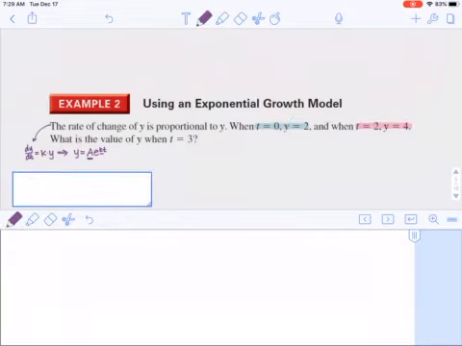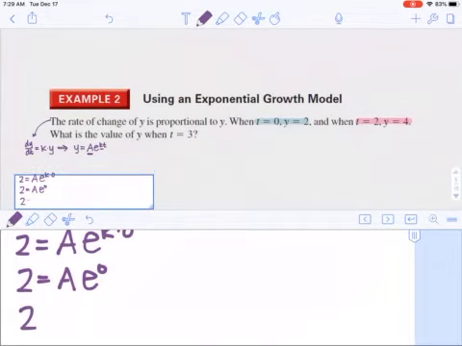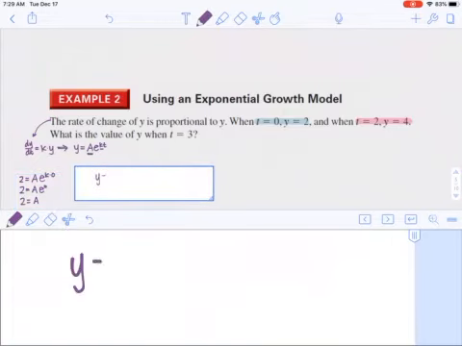So when t equals 0, y equals 2 means that I can go ahead and replace those. All right, so here I have a e to the 0, but e to the 0 is just 1, and so from that first ordered pair I get that a must be equal to 2, which makes sense because we said that that leading coefficient was the initial value. Initial value is at time equals 0. And so basically so far I'm at y equals 2 e to the kt power. Okay, all right, now I'm going to use that second one to go ahead and figure out what k is.